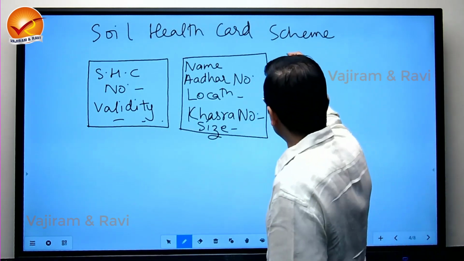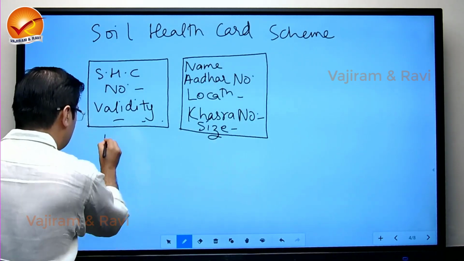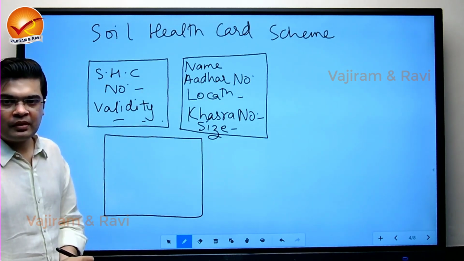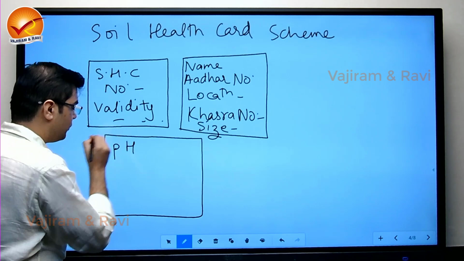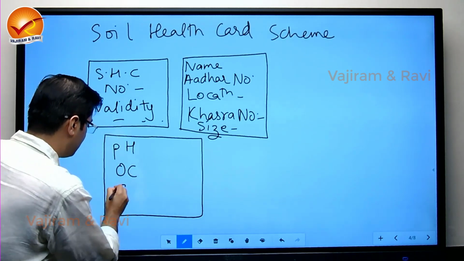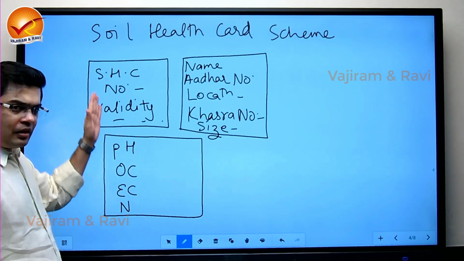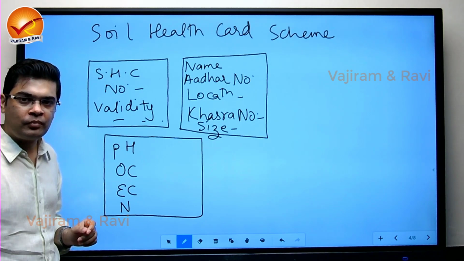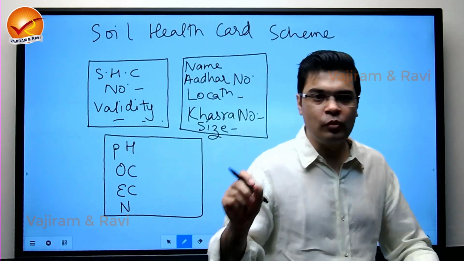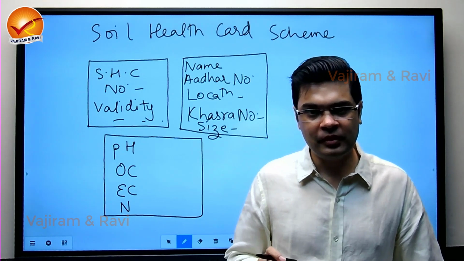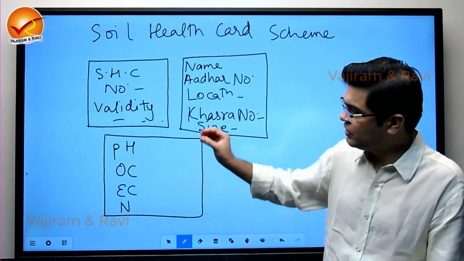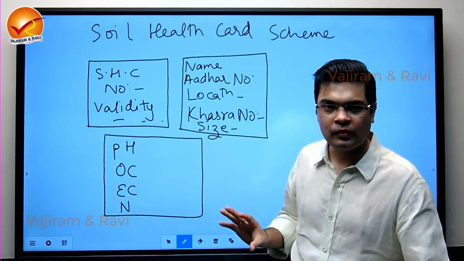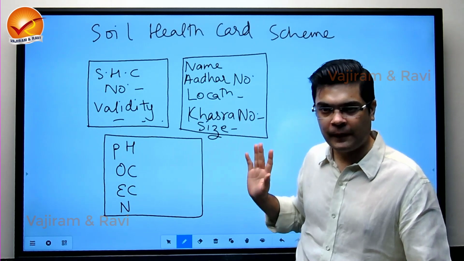Then there is a page which would tell you how the soil fares in those 13 parameters. What is the pH value? What is the organic carbon? What is electrical conductivity, nitrogen, and similarly other parameters as well. How does the soil fare in those parameters? All of this information is provided in the regional language. If I'm in UP, then I would be given information in, let's say, Hindi. If I'm in Andhra Pradesh, I would be given the information in Telugu. So in regional language, the card is printed.